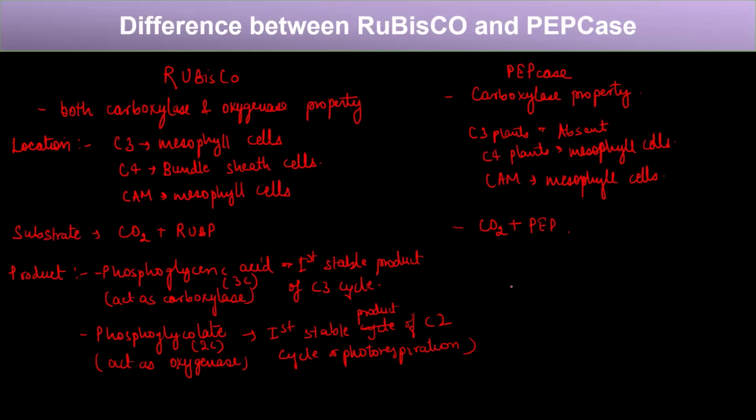And what is the product formed in the case of PEPcase? The first product is oxaloacetic acid, and this is 4 carbon. So with this, we have completed the dark reaction, or all 4 types of cycles involved in the dark reaction. Now the last topic that is left is factors affecting photosynthesis.